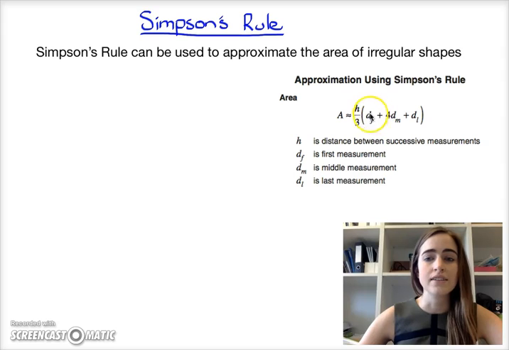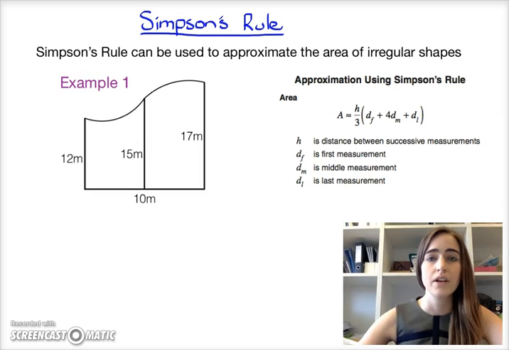Then we've got the outside of df plus 4dm plus dl. That's your first measurement, your middle measurement, and your last measurement. That's going to make a whole lot more sense with an example, so let's have a look at one. In our example, we've got this irregular shape here.